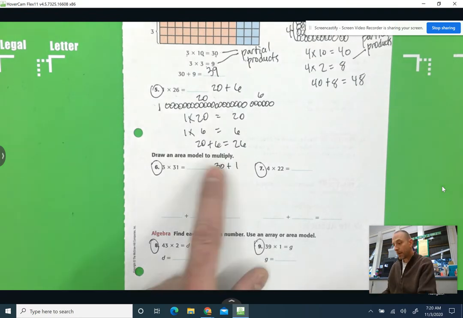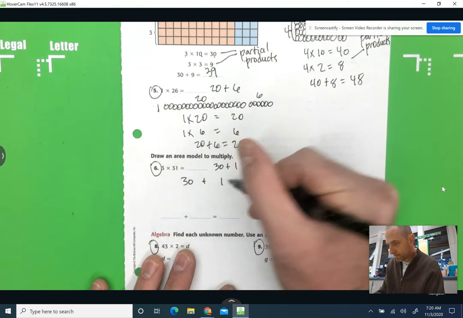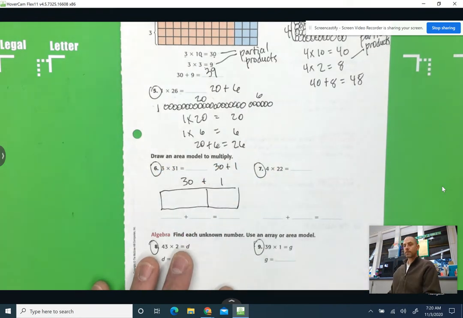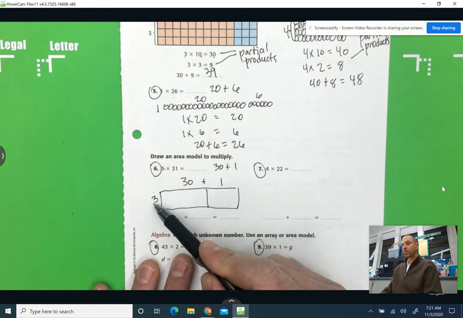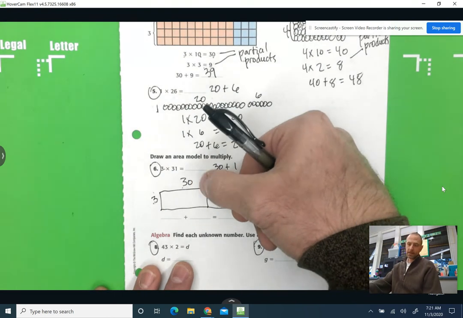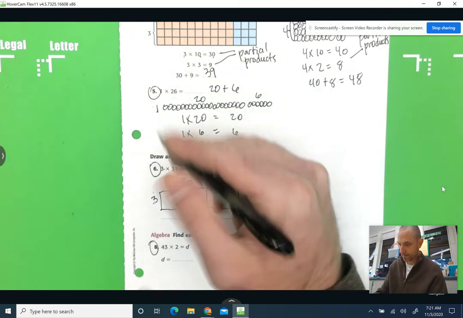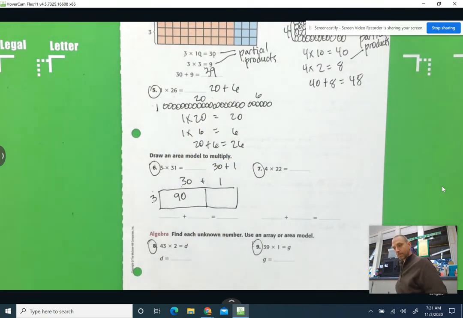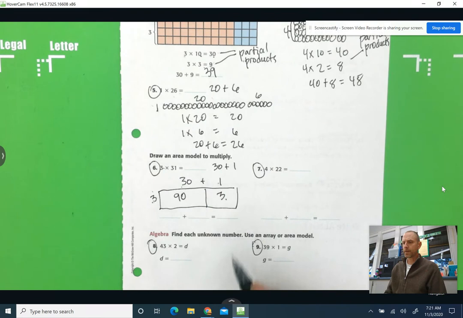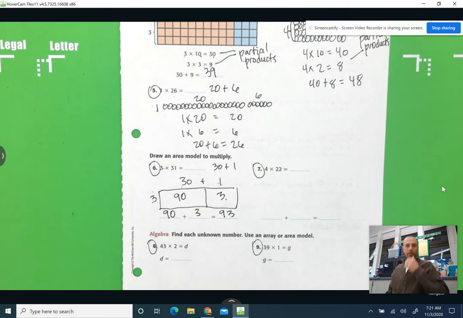Okay? And now we can draw our area model, right? We have 30 plus 1. And then I draw my rectangle. Break it into 2 parts. I'm getting ready to multiply 3 times 30 and 3 times 1. 3 times 30, that's a known fact. 3 times 3 is 9, but it's 30, so you got to put a 0 in your answer. Not 9, but 90. And then 3 times 1 is 3. 90 plus 3 is 93. Okay?